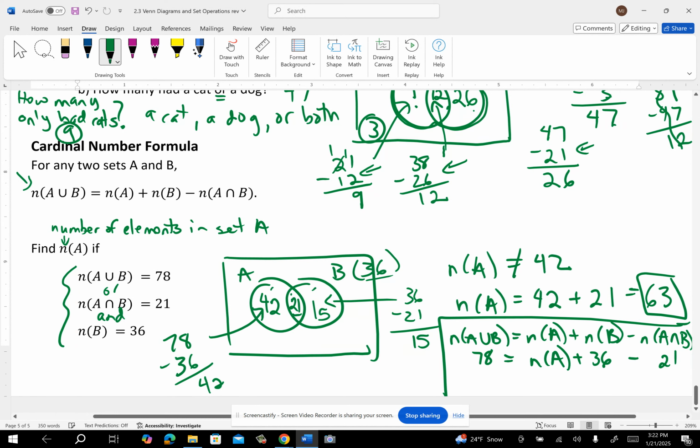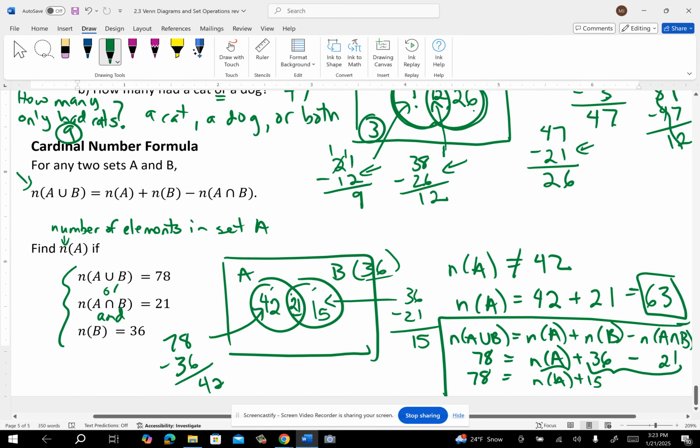All right, now, here's the challenge with this. It depends on how much algebra you've had, whether this makes sense to you or not. So if we're looking at this, 36 take away 21 I could do. 36 take away 21, that's going to be 15. So the number of elements in A plus 15 would have to total 78.